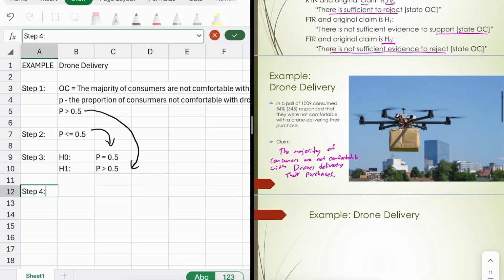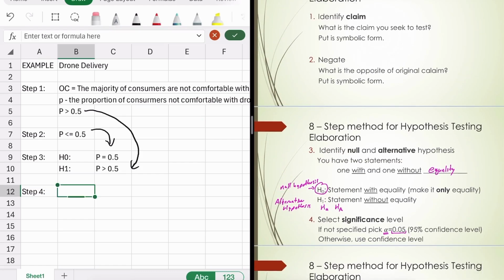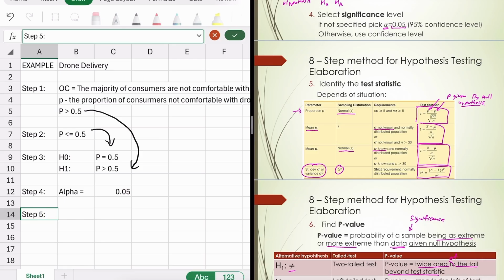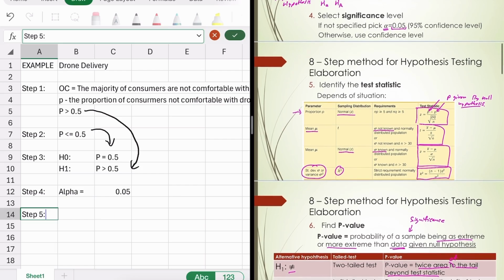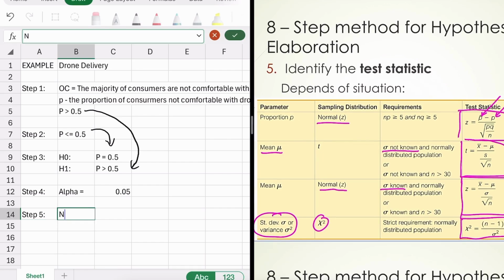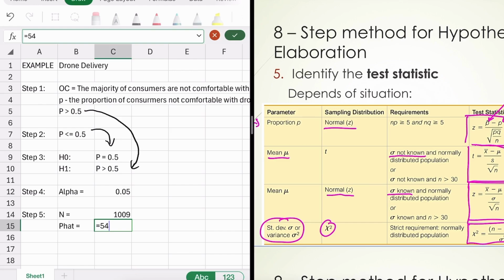In this example, no significance level was given, so I'm going to use 0.05. Alpha is 0.05. Step 5 is to identify and compute the test statistic. So I am dealing with a proportion. It's the proportion P that I'm trying to decide a claim about. N equals 1009. That is from the original statement. P hat is 545 divided by 1009.